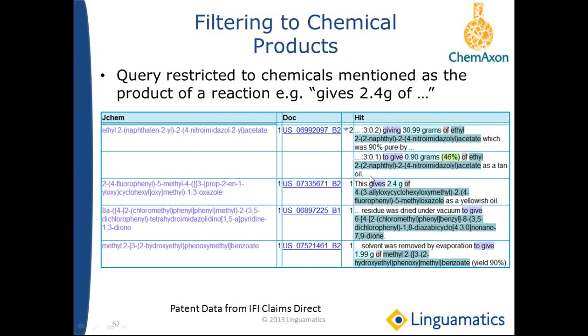So the particular construction here is looking for things which give or yield, and then an optional amount construction followed by the actual chemical name.